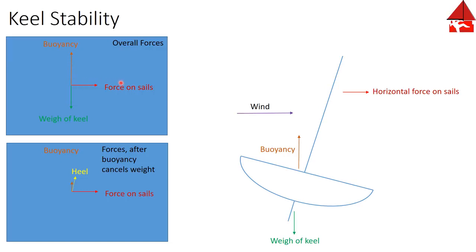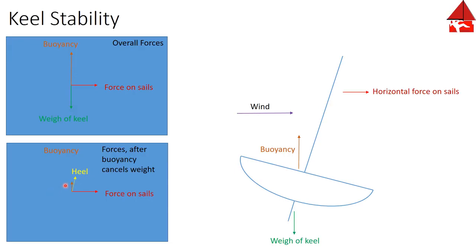Now here in the top diagram, I have an example of all of the forces acting on the boat: the weight pulling it down, the buoyancy pulling it up, and the force of the wind on the sails, tipping it over to leeward. The force of the weight of the keel must be less than the buoyancy, otherwise you're going to sink.